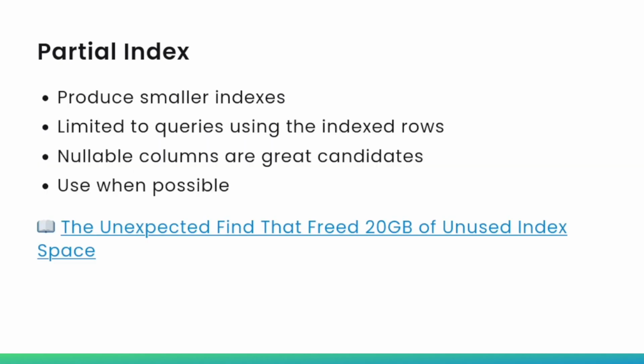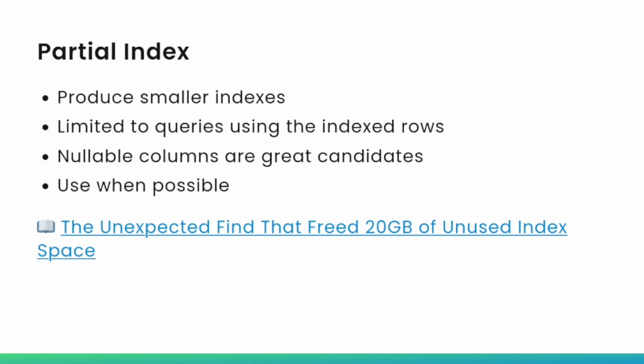Before I go into the recap on partial indexes, you can read the article I've written at the bottom, where I share how we freed up 20 gigabytes of unused index space simply by utilizing partial indexes. So partial indexes, as we've seen, can produce much smaller indexes simply because they index fewer rows, just the portion of the table that we actually need. The downside of partial indexes is that they can only be used by queries that use the exact same predicate as the one we used.